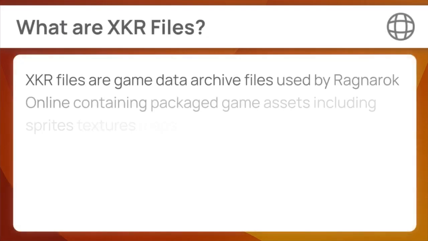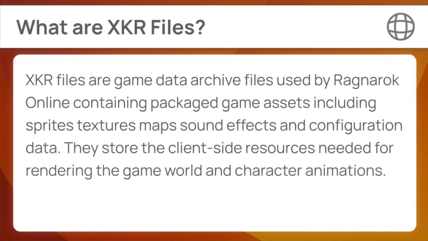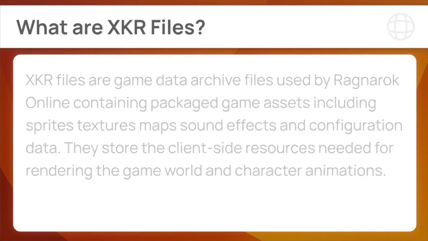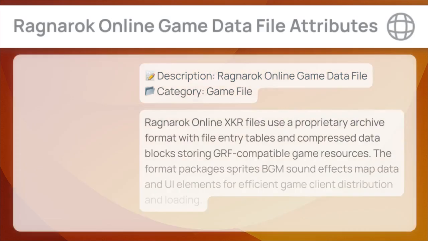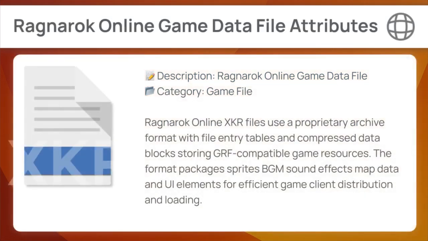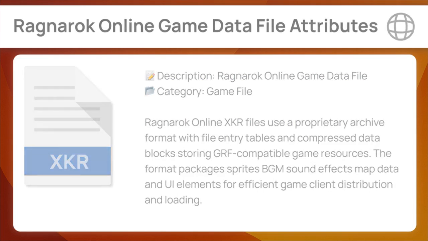XKR files are game data archive files used by Ragnarok Online, containing packaged game assets, including sprites, textures, maps, sound effects, and configuration data. They store the client-side resources needed for rendering the game world and character animations. Ragnarok Online XKR files use a proprietary archive format with file entry tables and compressed data blocks storing GRF-compatible game resources. The format packages sprites, BGM sound effects, map data, and UI elements for efficient game client distribution and loading.